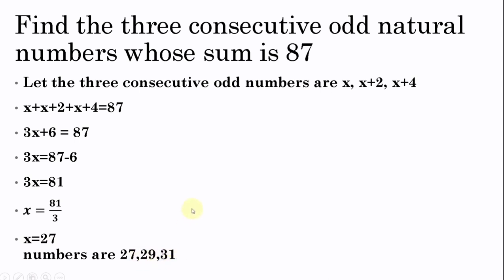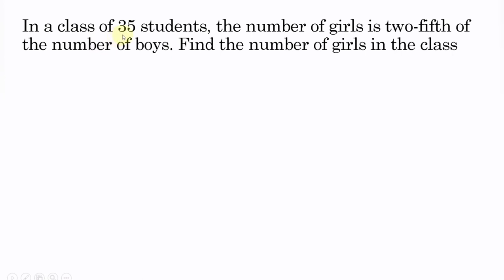Okay. So the question is, in a class of 35 students, the number of girls is 2/5 the number of boys. Find the number of girls in the class. So let us assume that the number of boys is x. Now it is given that the number of girls is 2/5 of the number of boys. Number of boys is x.